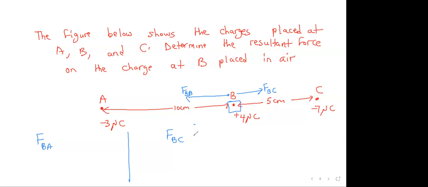We have three more minutes, but just confirm that you are getting what you are getting. BA, someone is saying, is getting 10.8 newtons, and BC, someone is saying, is getting 100.8 newtons. Kindly confirm that you are also getting the same answers, okay? So Galax has confirmed. Babi has also confirmed the same answers.